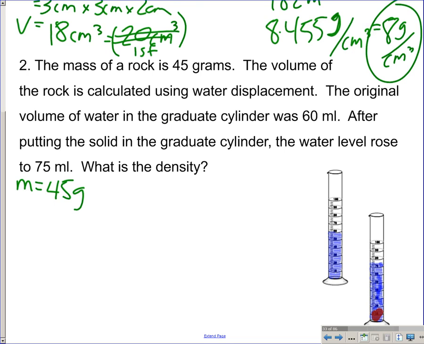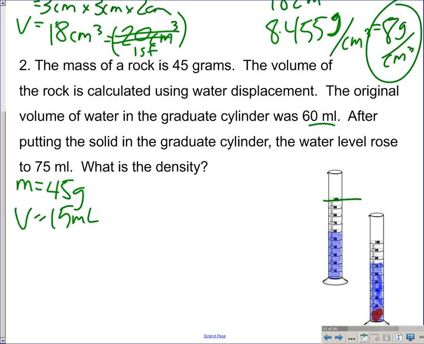So what you do is you fill up your graduated cylinder to some number under 100. Because if it's at 100 and I put something in it, what's going to happen? Over 100, and there's no graduations above 100, so I have no idea what I just measured. So you got to put something below 100, right? All right, so then I put the rock in there. The 60 goes up to 75. What's the volume of the rock? 15. So you just see the displacement, the amount that was displaced. So the volume equals 15 milliliters.